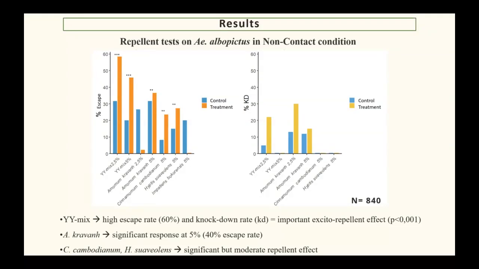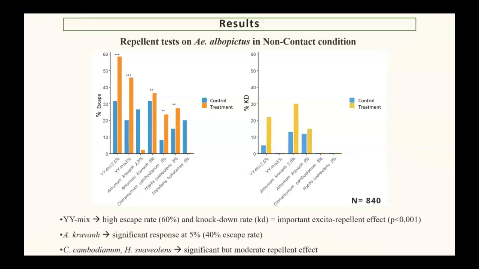So for the YY mix, we can see that we have a high escape rate with 60% at a concentration of 2.5%, and mostly 50% for a concentration of 5%. We also have a high knockdown rate at 2.5%, around 25%. So we can see that we have an important exciter repellent effect.